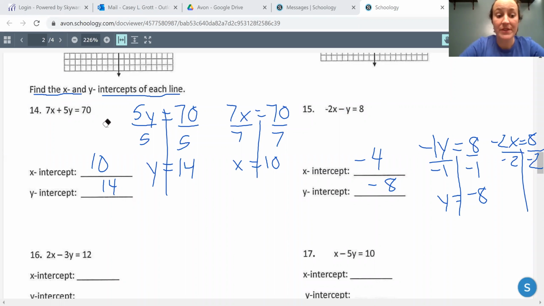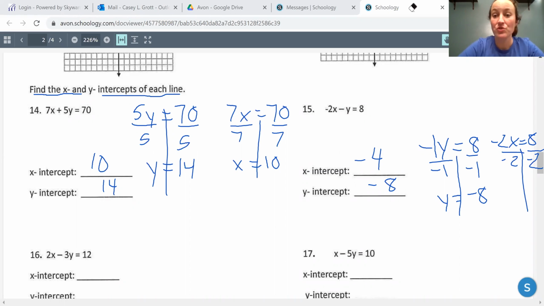Notice though, these equations are not in slope-intercept form. This is what we call standard form, when x and y are on the same side. So this finger method doesn't work if the equation's in slope-intercept form. Something to be mindful of.